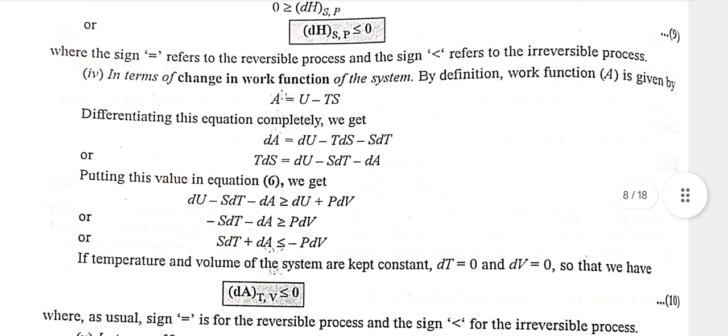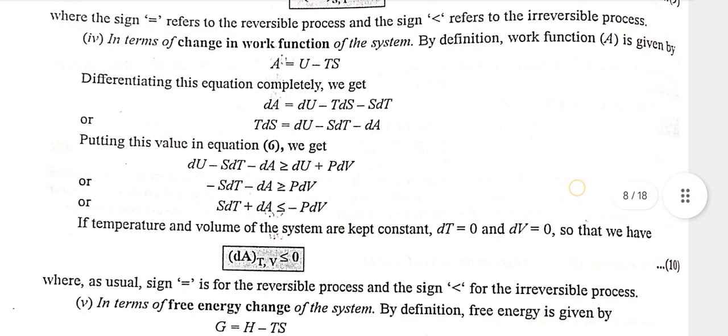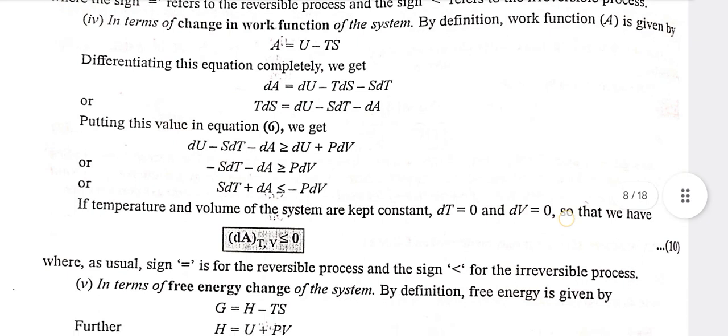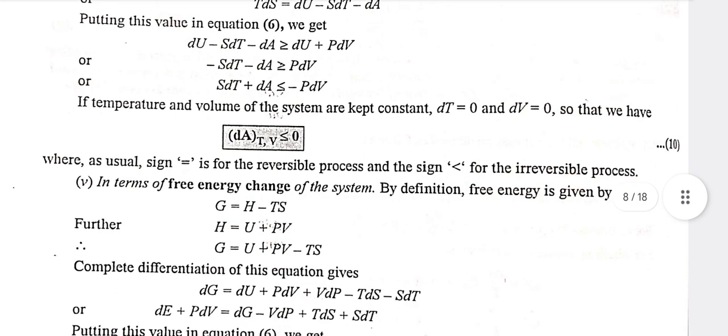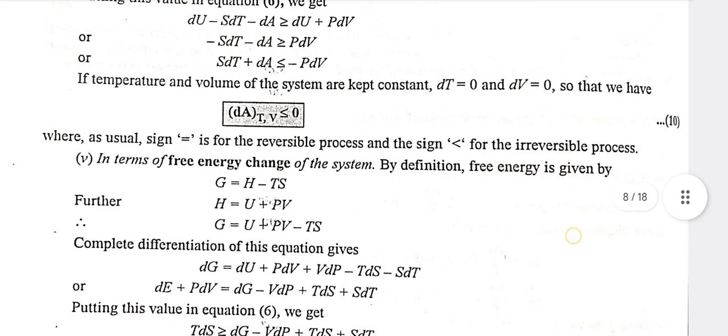In terms of change of work function of the system, A is equal to U minus TS. Differentiating this equation completely, we get dA equal to dU minus TdS minus SdT. So TdS is equal to dU minus SdT minus dA. Putting this value in equation 6, we get SdT plus dA is less than or equal to minus PdV. If temperature and volume of the system are kept constant, dT equals 0 and dV equals 0, so that we have dA less than or equal to 0.